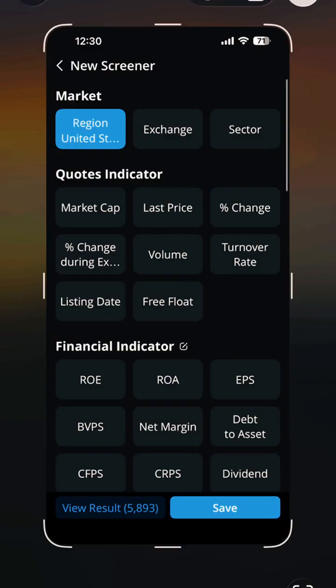Now, the ROE. ROE stands for return on equity.